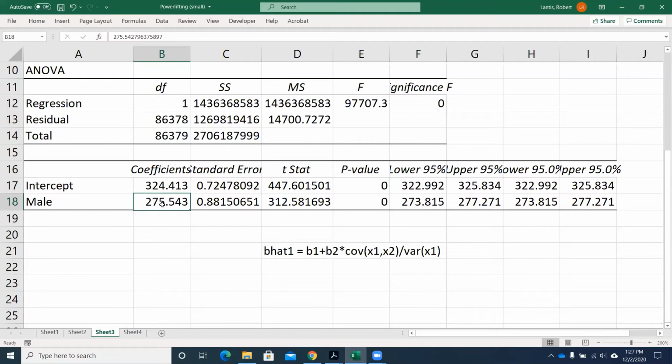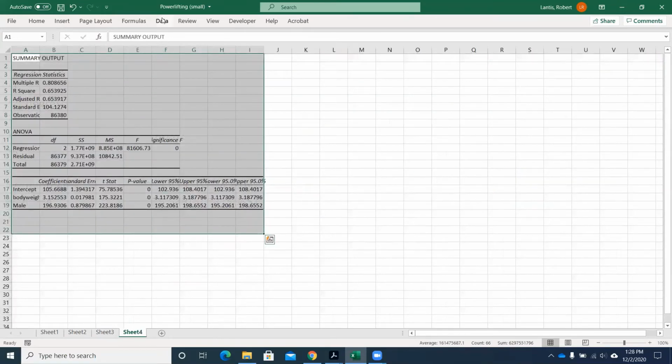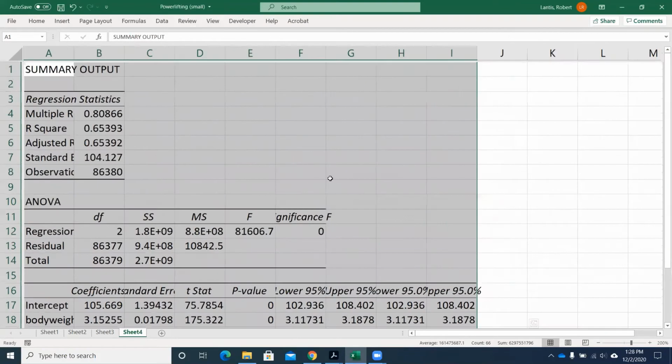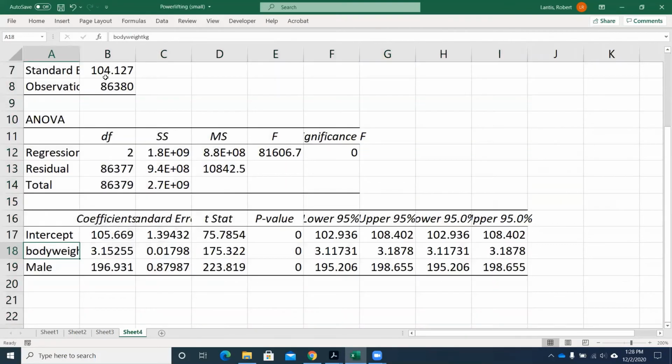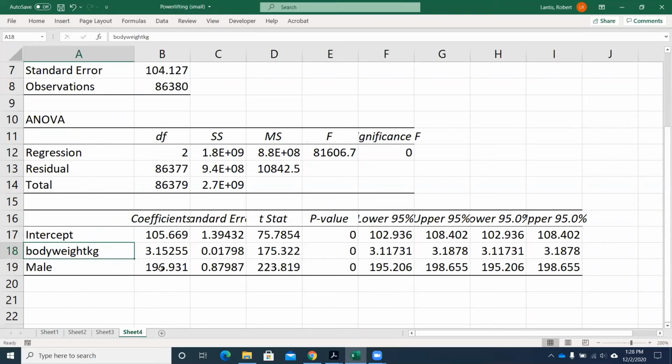So when we see 275, a part of that is coming from this bias component. When I include x2 in my regression, that will eliminate that bias, so I should see a smaller estimate now. Sure enough, if I go to the regression output when I included body weight, notice it's fallen from 275 to 196. Quite a bit lower, and it looks like body weight has a significant effect.